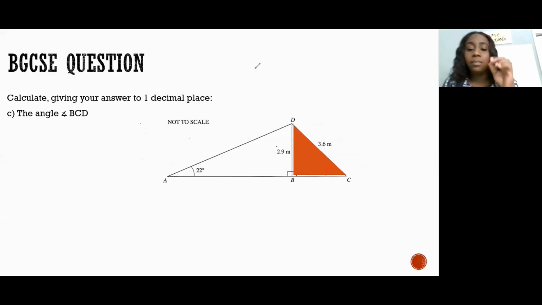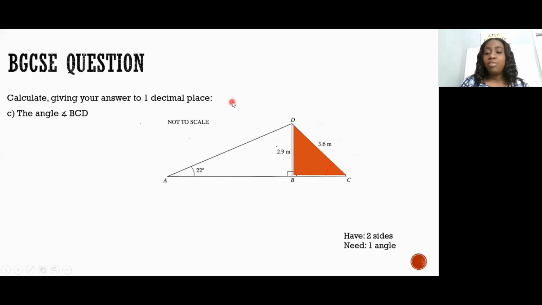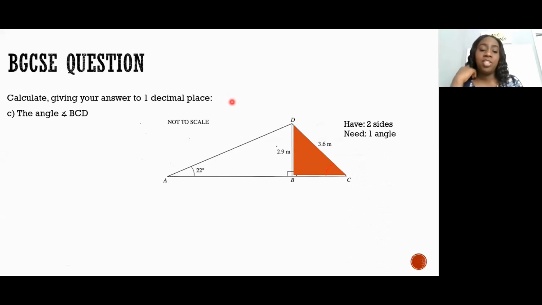I'm going to go to C. C is my reference angle. So I have two sides and I need an angle. Trig ratios or Pythagorean theorem? Just the fact that I'm talking about angles, you know I need to use trigonometric ratios, okay?